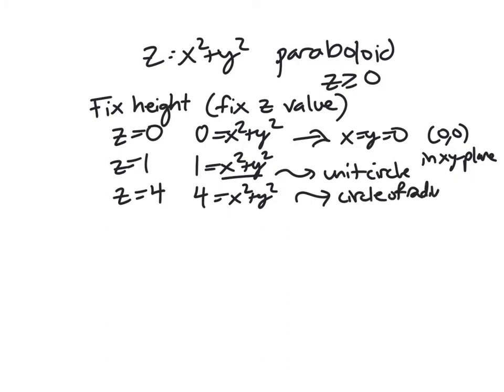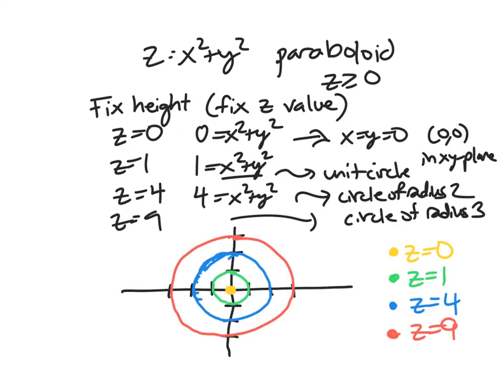And you can keep going, right? So like z equals 9 gives me a circle of radius 3. And then 16 for 4, and so on. And so I can draw this all in the xy plane as long as I label it. And so this picture in the xy plane shows you exactly what's going on, right?